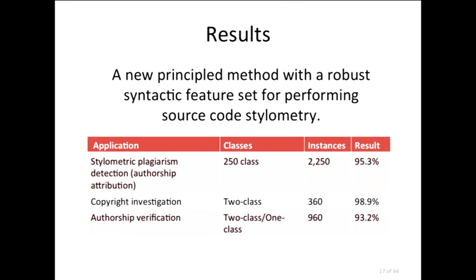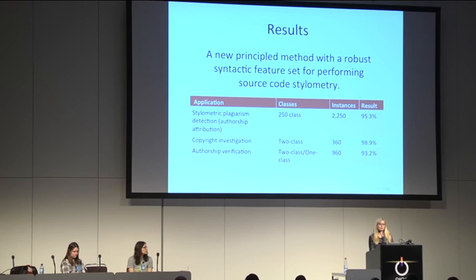And here's a summary table of our main results. You can see that with the 250-author test, we get 95% accuracy in identifying them. This is a very high accuracy compared to previous work, and it indicates that we introduced a new principled method with a robust syntactic feature set for performing source code stylometry, which has not been done before at this scale and in this way.